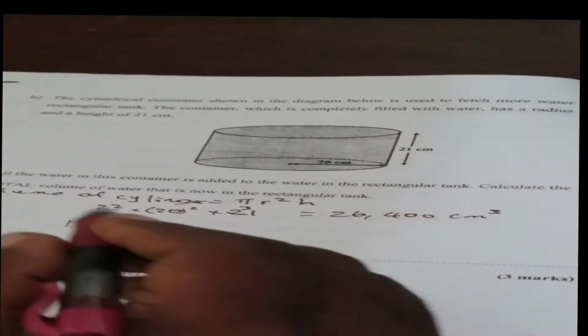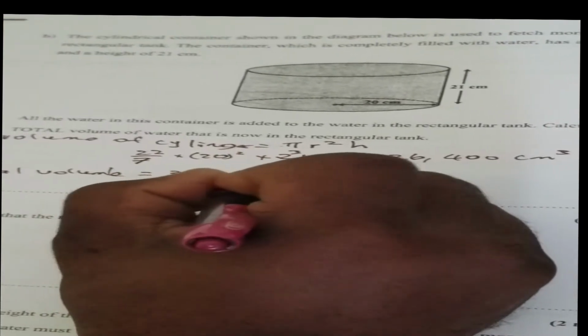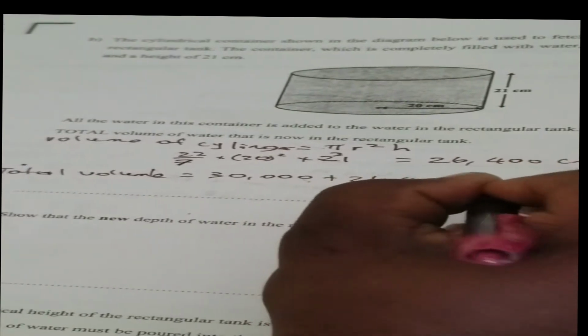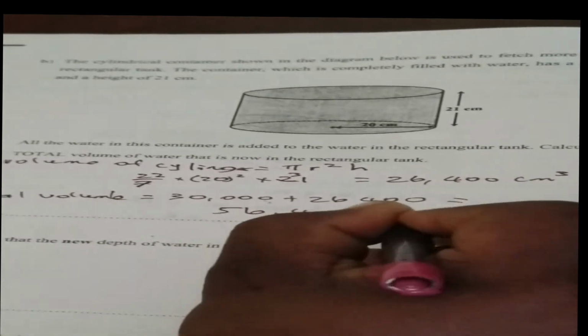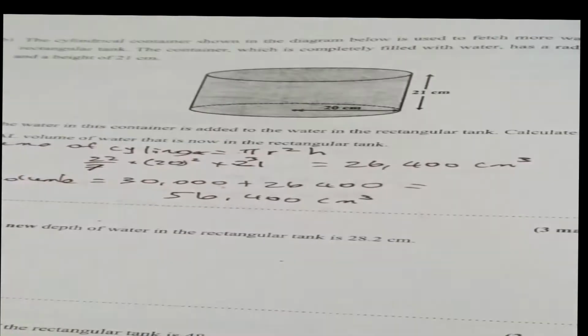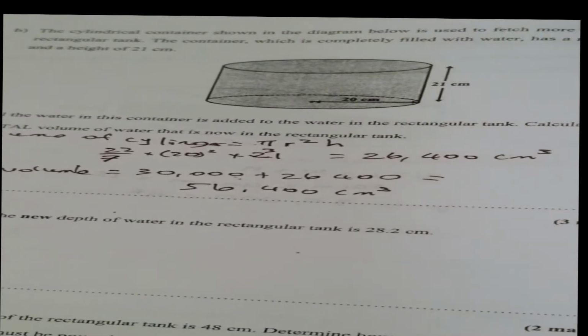Alright, so with this volume, which is in this container that we're using to fill the cuboid tank, what we're going to do now is add those two volumes to find the total volume. So the volume that we had of the water was 30,000. We're going to add this now to 26,400. And what that will give us is 56,400 centimeter cube, right? So the water that was already in the tank, which was the 30,000, plus this one which is in this container. We're going to add those two and we get 56,400.